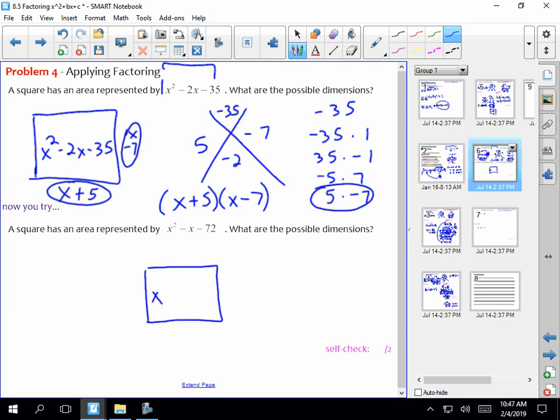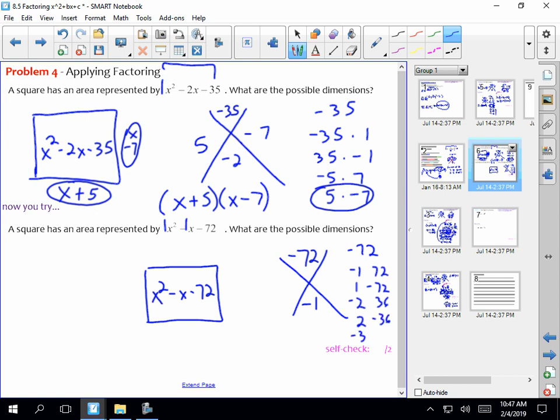Same thing down here. We have x squared minus x minus 72. So we're trying to find factors of negative 72 that add to equal negative 1. Remember, unwritten ones there and there. And we go through that process again. Negative 72 here, we'd have negative 1 and 72, positive 1, negative 72, negative 2 and 36, 2 and negative 36, negative 3 and 24, positive 3 and negative 24.